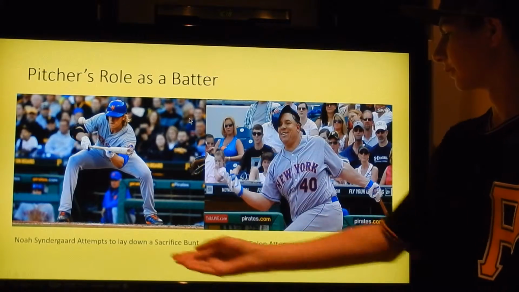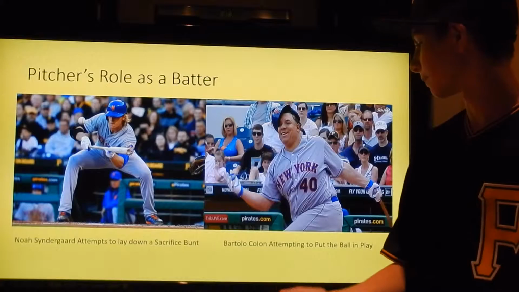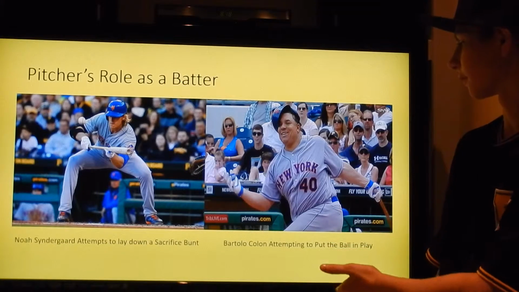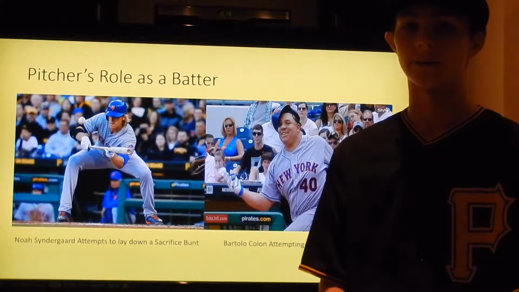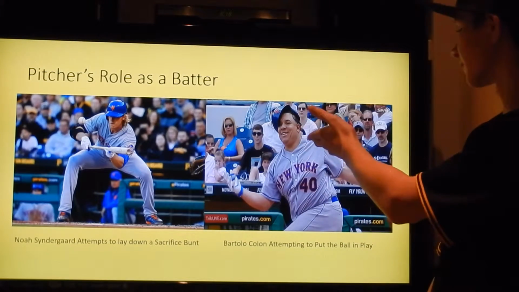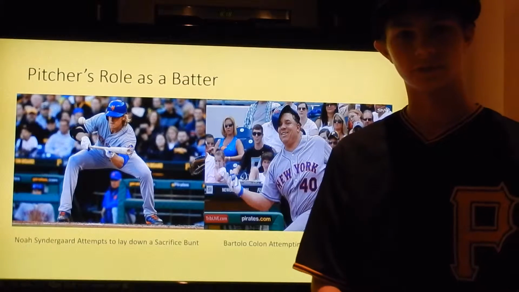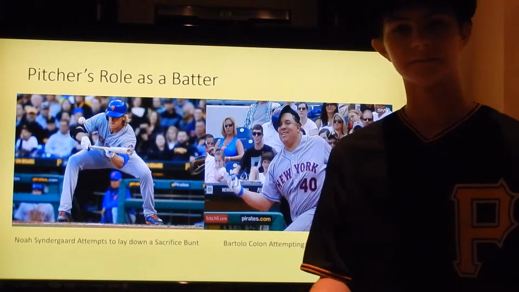And as you can see here, Noah Syndergaard is squaring around for a sacrifice bunt, and then the person you saw at the beginning of the slideshow was Bartolo Colon. Now he is absolutely hilarious to watch when he bats. He is, as you can see here, his helmet's flying off. He's all over the place. He's a big guy. He's about 230 pounds, running down first base. He usually carries his bat when he goes to first base.